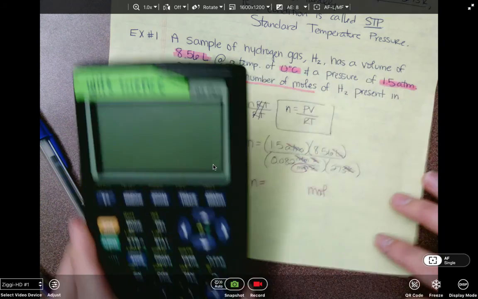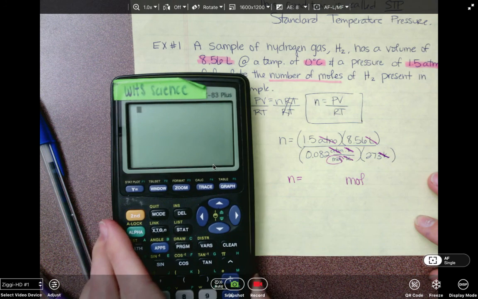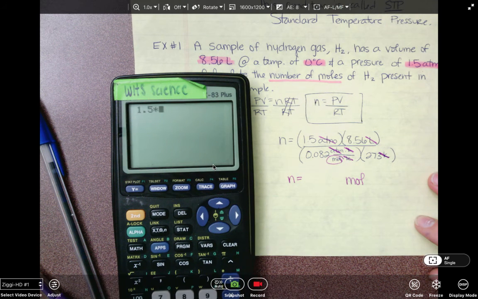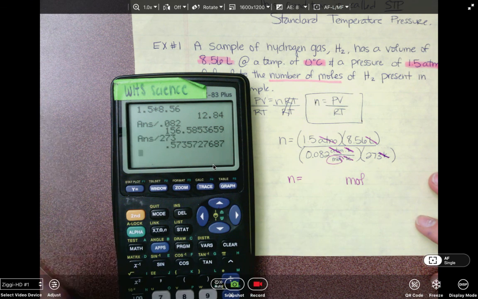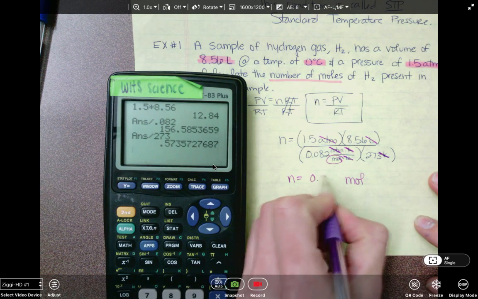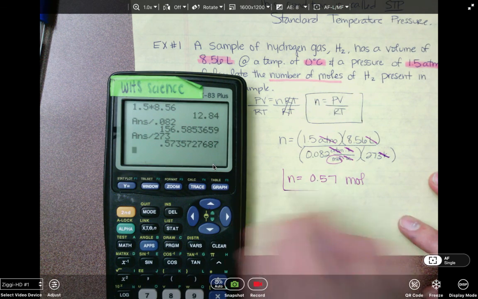And so to calculate this, 1.5 times 8.56 divided by 0.082 divided by 273. The answer is 0.57 moles.